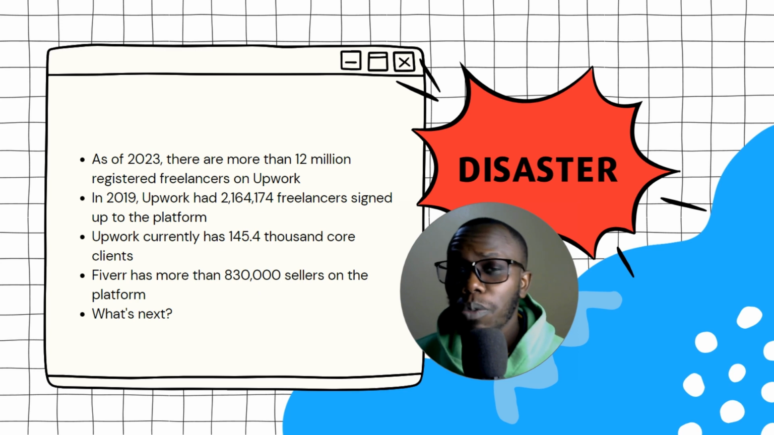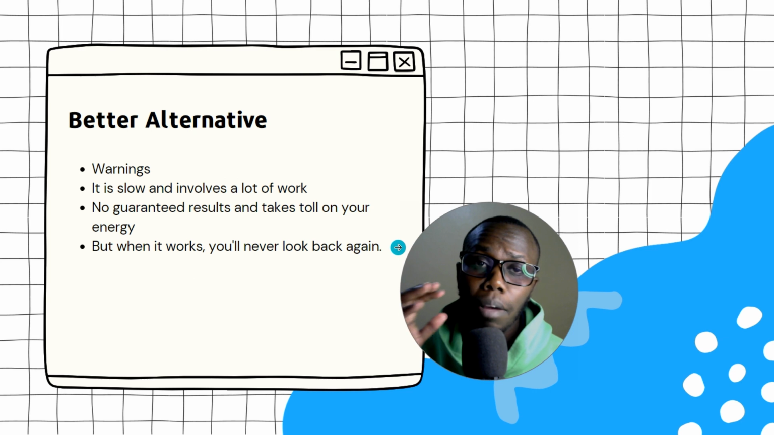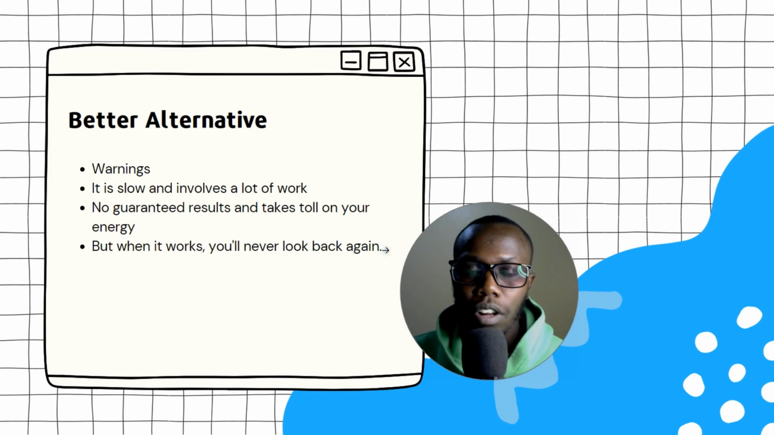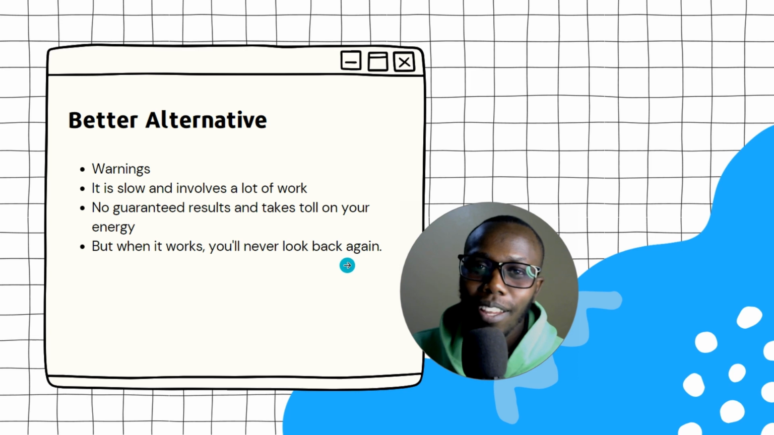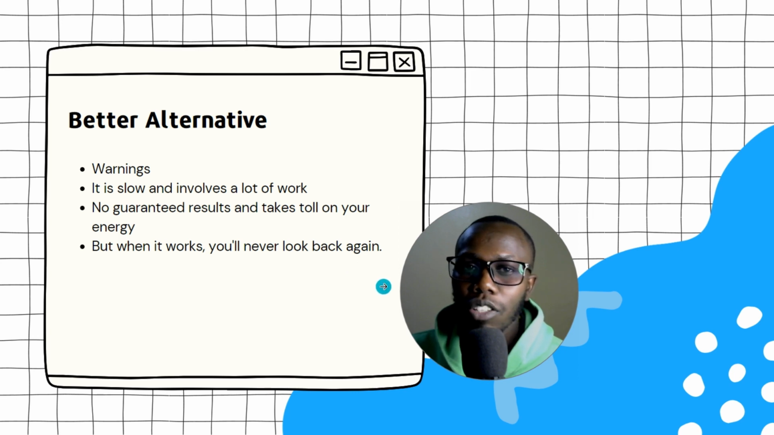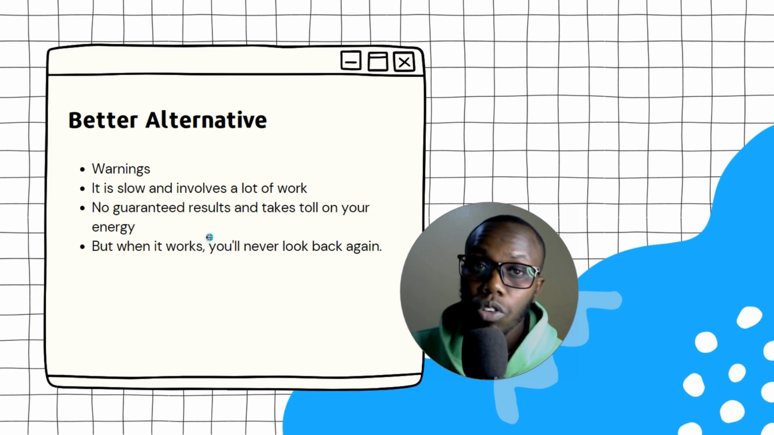What can you do? What should you do? That's what we are going to talk about today. There's a better alternative. I should warn you, it's slow and it involves a lot of work. There is no guarantee of results, and it may take a toll on your energy, because I always liken it to being a door-to-door salesman. If you've done that, this will almost feel like it, because you will receive a lot of no's.